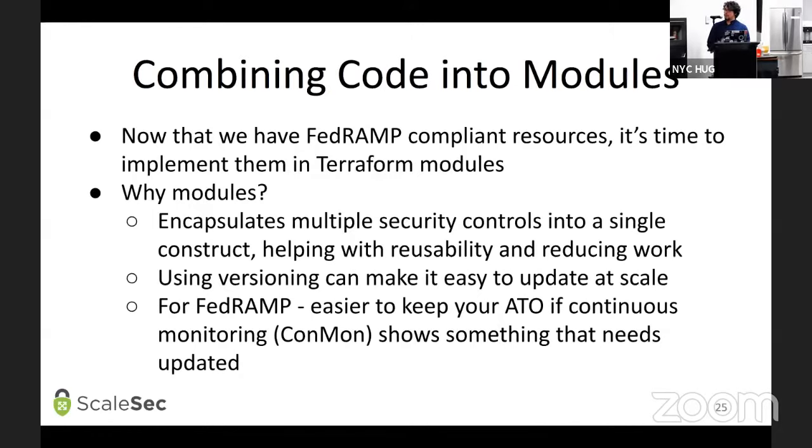You can use versioning to make it easy to update at scale without breaking things. So you would want to tag your modules to a specific version. And for FedRAMP, it'll be easier for you to keep your ATO, your authority to operate, right? If continuous monitoring shows something that needs updated. So part of keeping your authority is to continuously monitor it on a regular basis. And then if you see something that's out of compliance, you can simply create a new version of your module and then update it, which will update your infrastructure.